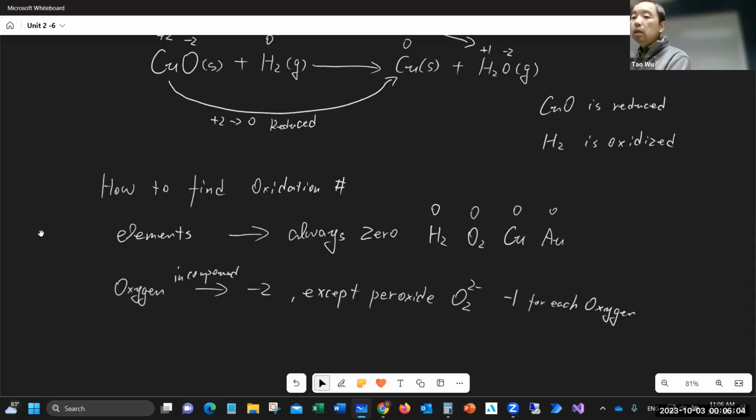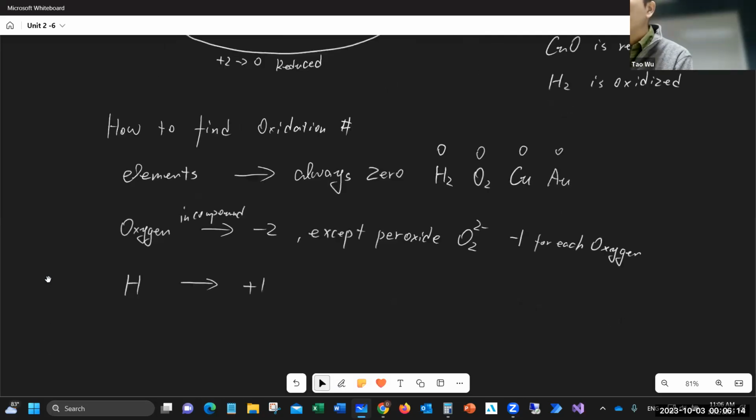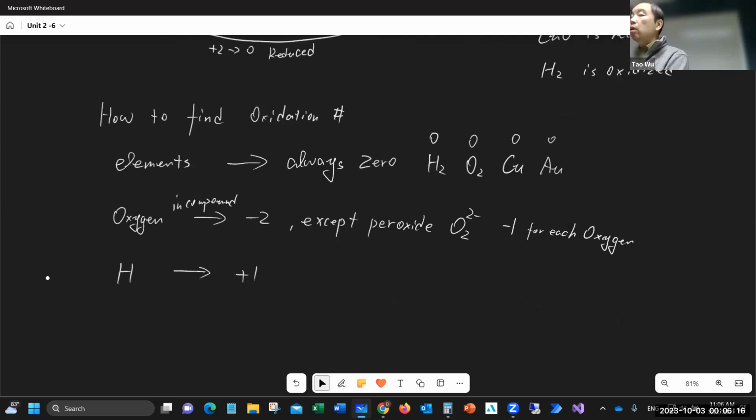Okay, and the hydrogen over here, there are sometimes cases where it could be -1, but I'm not going to write like this. So you just remember hydrogen is +1. Okay, hydrogen is +1 in most of the cases. So this is in a compound.